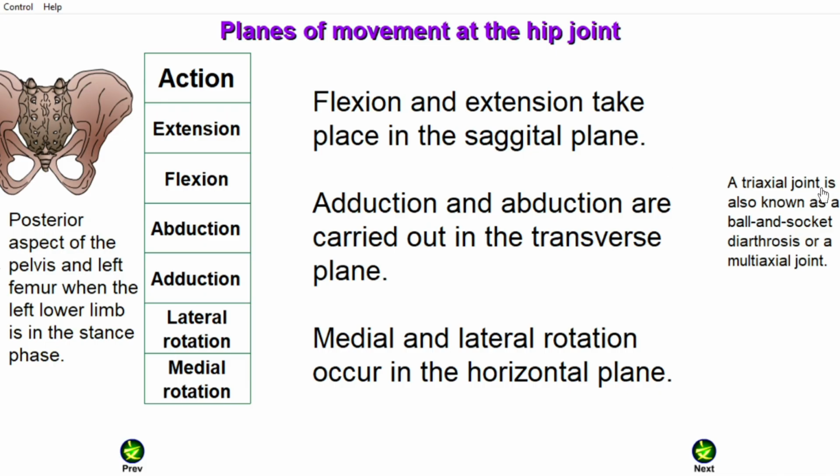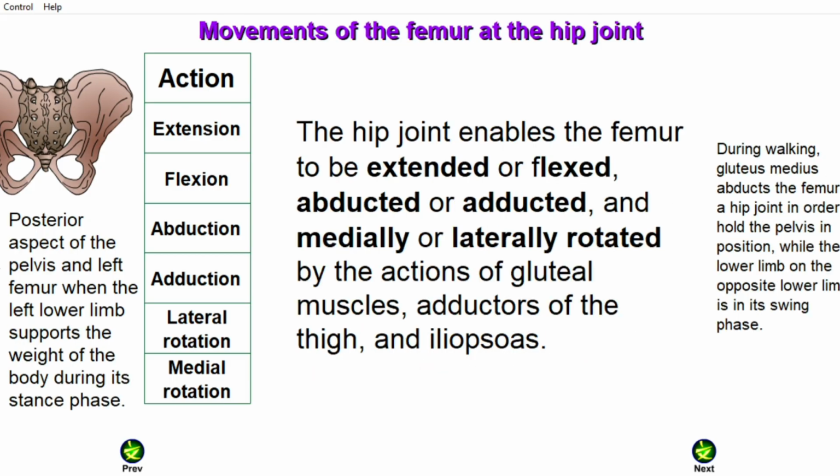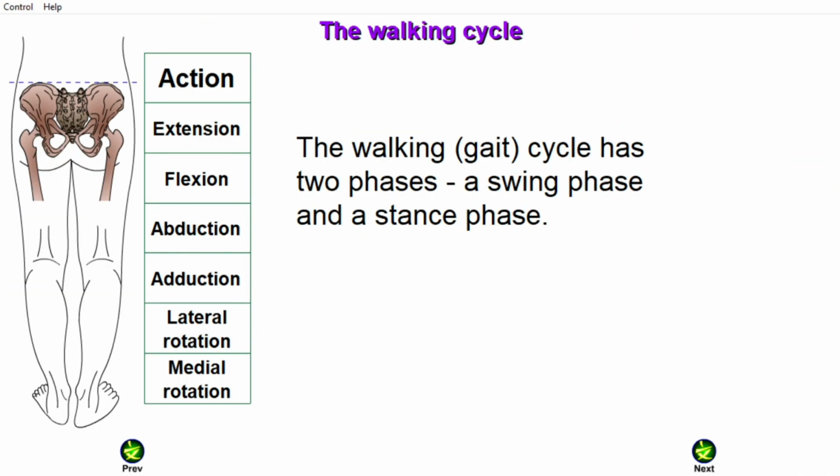On the left of the screen, we see the pelvis being held in a horizontal position, and this is the position held when we are in the stance phase of walking. The actions we've talked about in terms of extension or flexion, abduction or adduction, or rotation are actually the actions of the gluteal muscles, the adductors of the thigh, and iliopsoas. In the case of the pelvis being held horizontally, it is gluteus medius that is holding the pelvis in abduction.